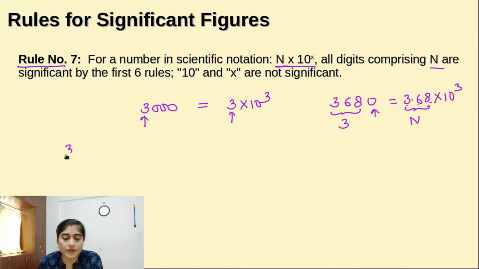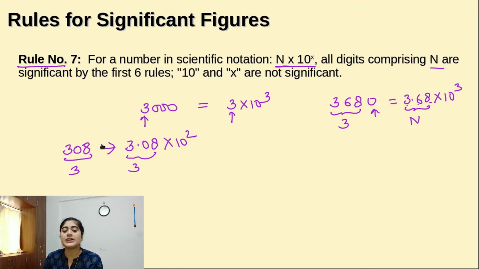If you have the value 308, how can I write it in scientific notation? 3.08 into 10 to the power 2. How many significant digits are there? There are 3 significant digits in this value, and here also we can say there are 3 significant digits. So if you have any confusion, you can make that value into the form of scientific notation. Then we can easily judge how many significant figures are there. So this is rule number 7.